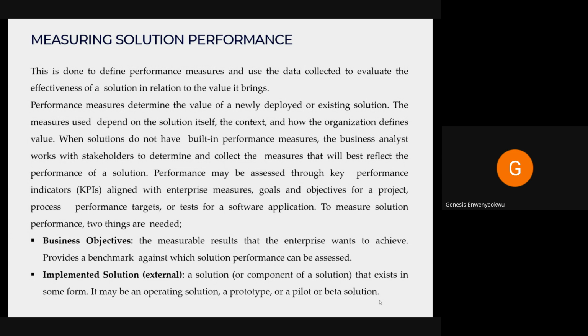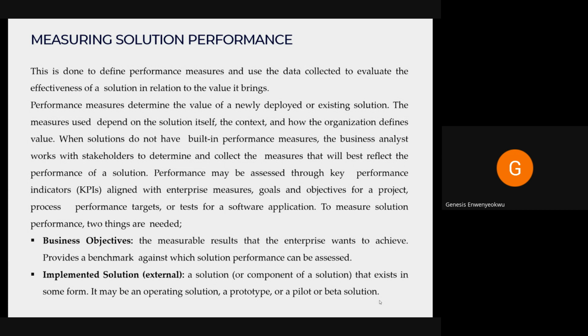When you come on board as a BA, for you to be able to evaluate that solution effectively, you need to first of all start by aligning with stakeholders to agree on a set of objectives and a set of performance measures for that particular solution. So you work with stakeholders to determine and also collect the measures that will best reflect the performance of that particular solution.